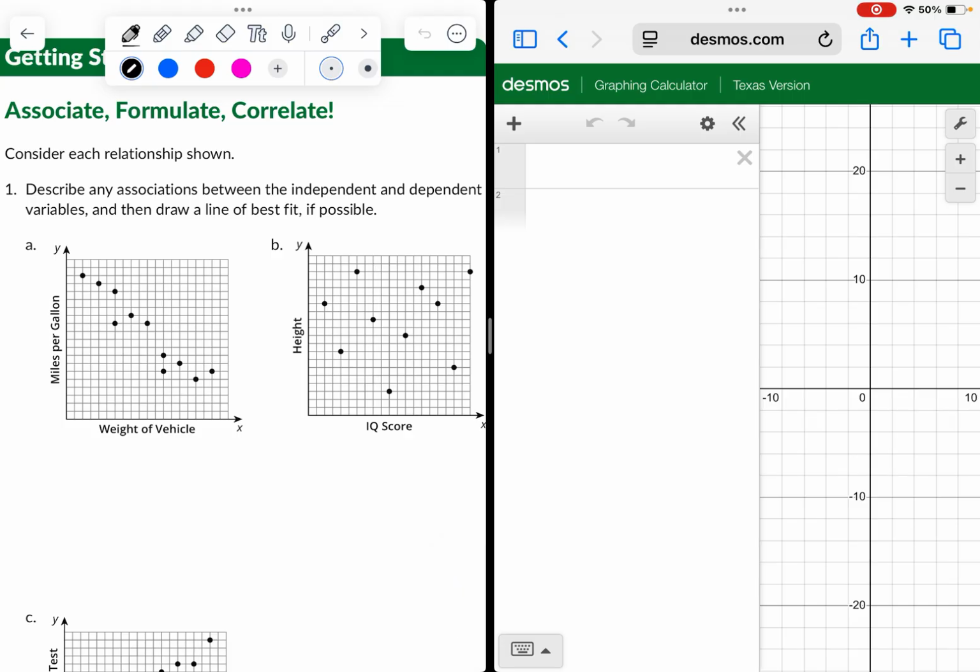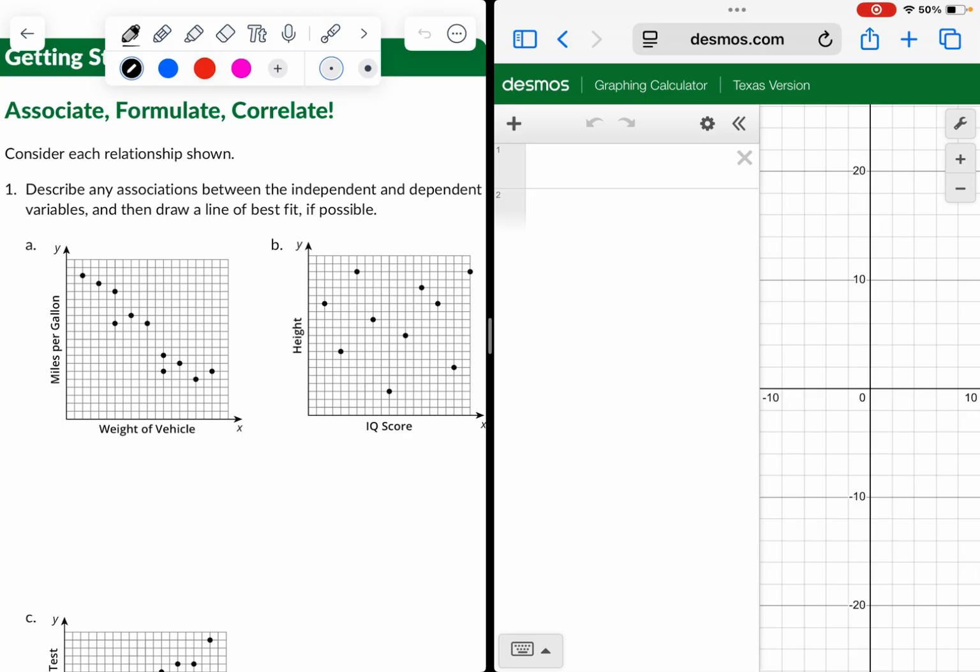Now, when you're looking at a scatter plot, if there appears to be some sort of a pattern, then one could say that there is some kind of a line of best fit and there is some kind of correlation, okay? Correlation does not mean causation. It simply means that two things are occurring and appear to be happening at the same time.